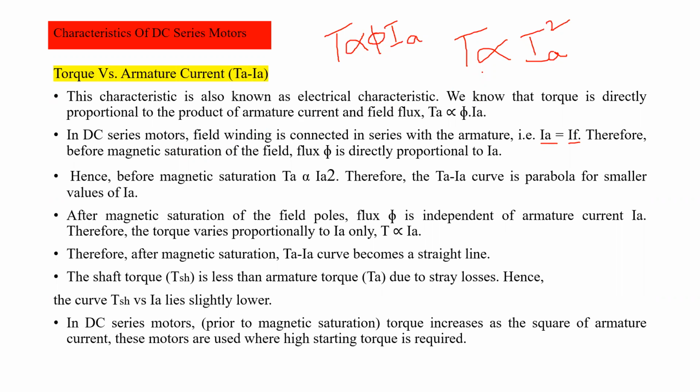So instead of phi, we can write Ia into I, which is Ia square. So torque is directly proportional to the square of the armature current. Here this is not Ia 2, this is Ia square. Clear? Ia square.